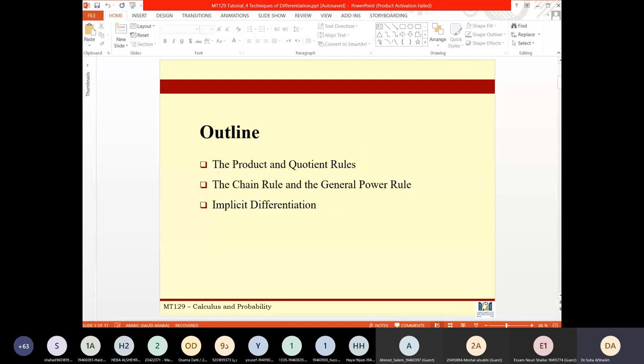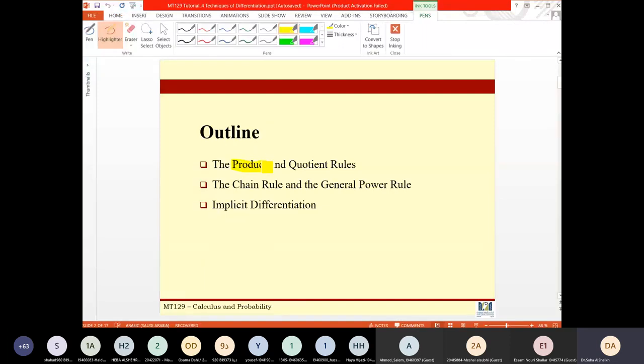The things that we're going to talk about are what we call the product and the quotient rule. A product is when we have a product of two functions, and a quotient is when we have a division of two functions. We will talk about what we call the chain rule. In this case, it means a function inside a function. When I have a function f of x and inside it I have another function g of x, how can I find the derivative of this function? A function inside another function.